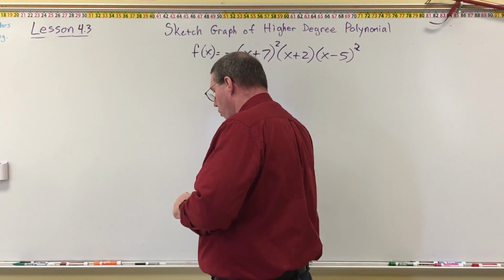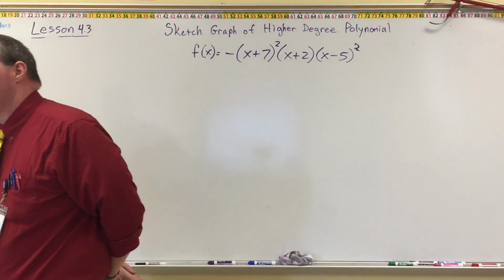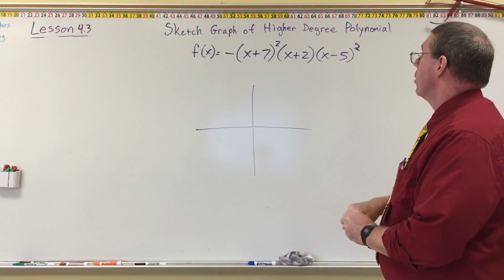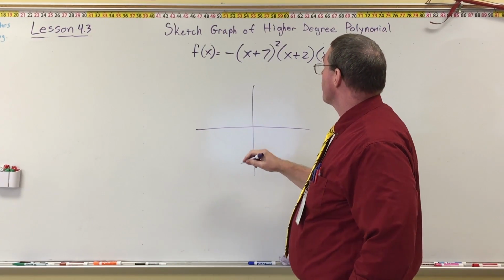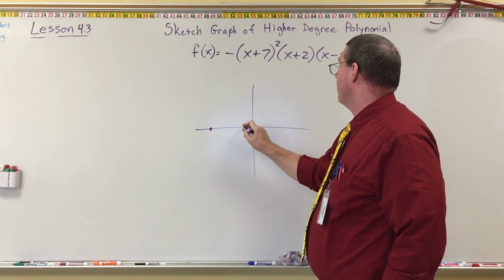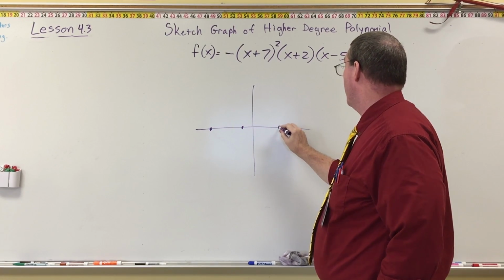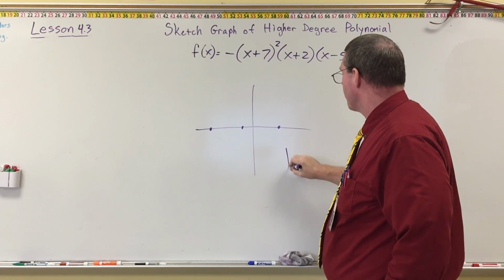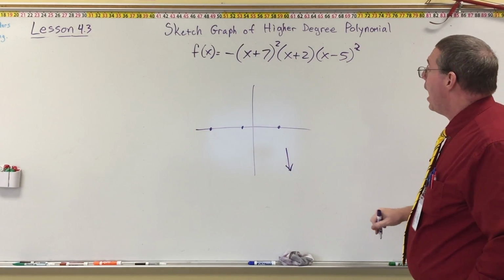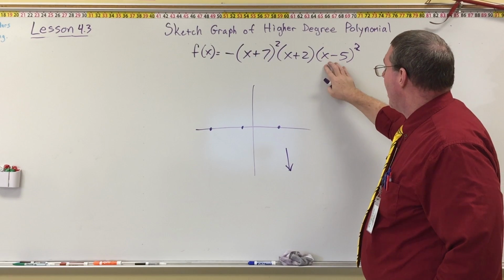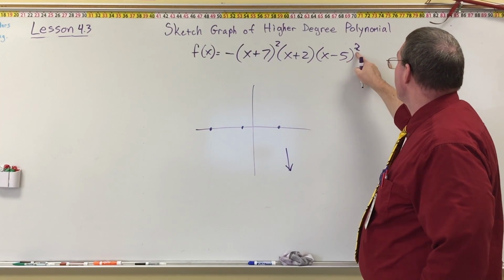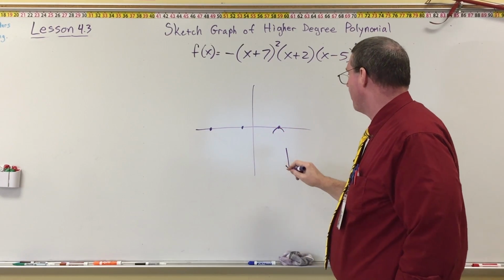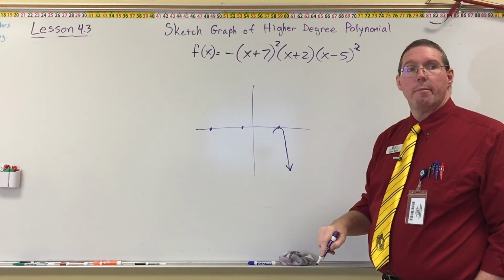So what is the degree of this particular polynomial? I'm going to start. So our x-intercepts are -7, -2, and 5. We have a negative lead coefficient, so our arrow is going to be down on the right-hand side. The factor associated with the intercept 5 has a power of 2, multiplicity of 2. So I know that I'm going to turn around there, so I'm going to make a little U and connect it. Am I okay so far?